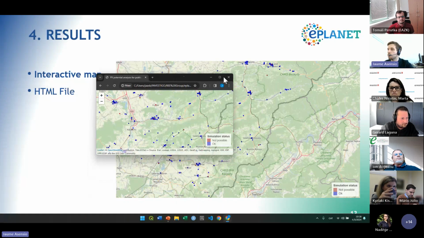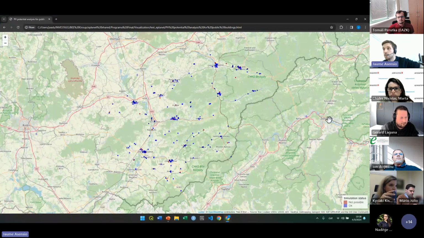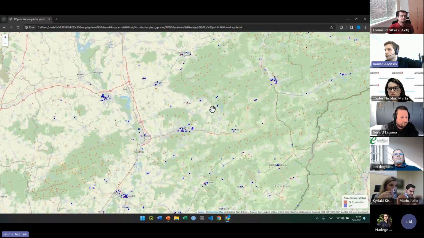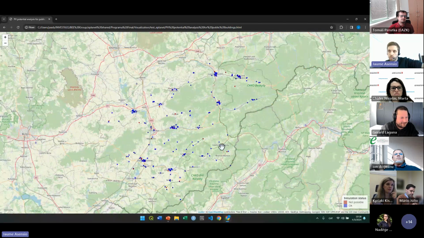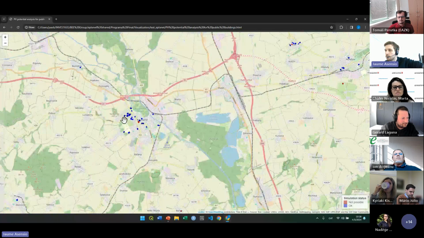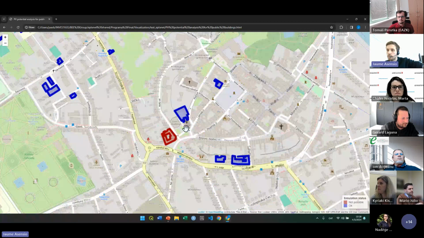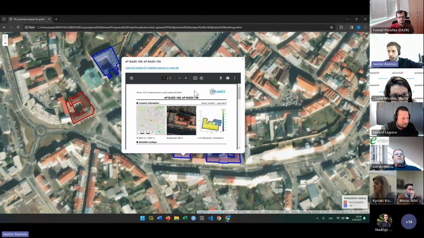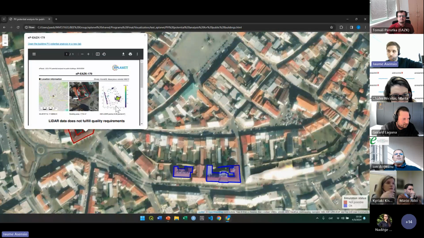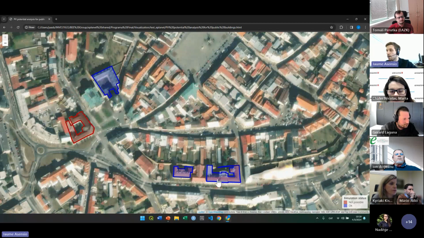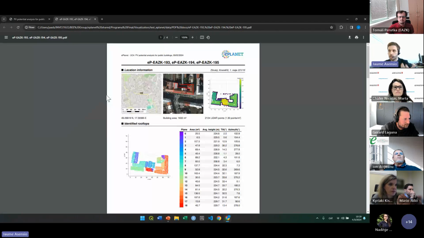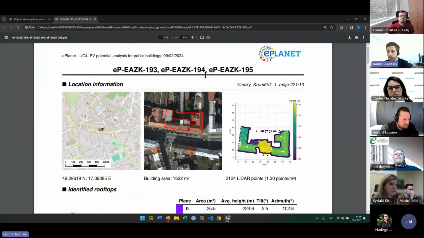Now, if I may, you should all be seeing right now the map, the same map that was on the slides, just to show a little bit how it works. We have all the buildings that we were given. The blue ones were successfully simulated, the red ones couldn't be simulated. And we can go anywhere, we can zoom in, and if we click on one of our buildings, we see this pop-up of a PDF report, which tells us some basic information. We can also go over unsuccessful buildings and see why it wasn't successful. In all cases, the simulation was not successful because the LiDAR data didn't fulfill our quality requirements. And we can open that report in a new tab to see it better.